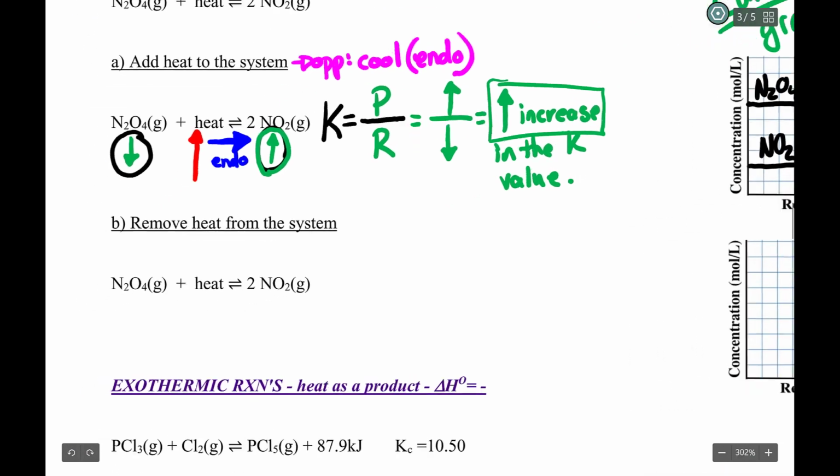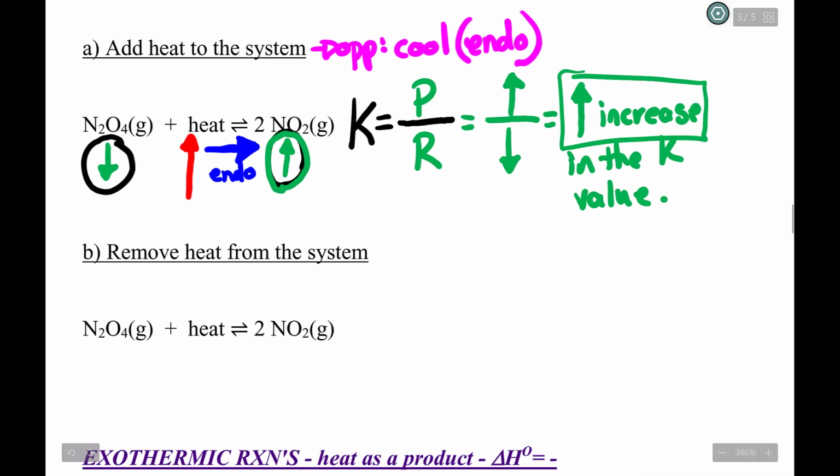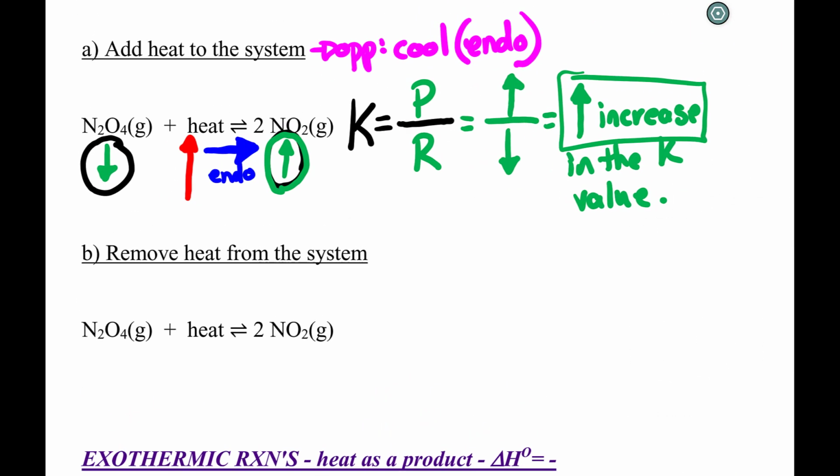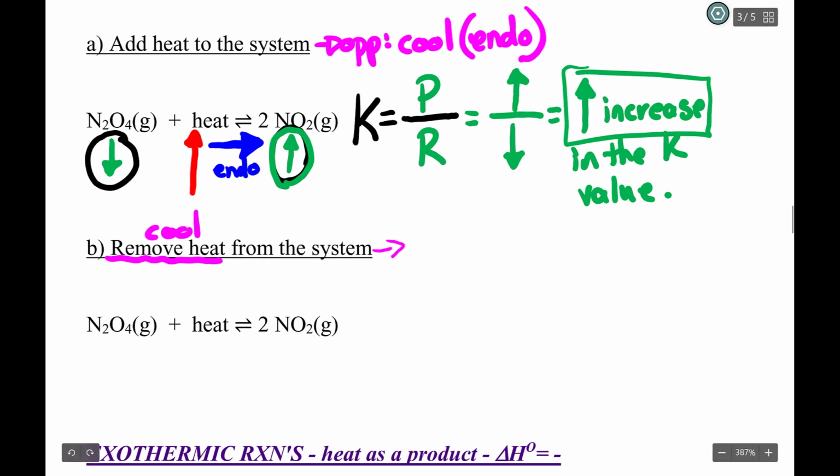Okay, let's try the next one. I'm going to zoom in over here. Okay, removing heat from a system is really saying the same thing as cool. All right, so there's our stress. We remove heat from the system or we cool the system. For instance, ice bath.